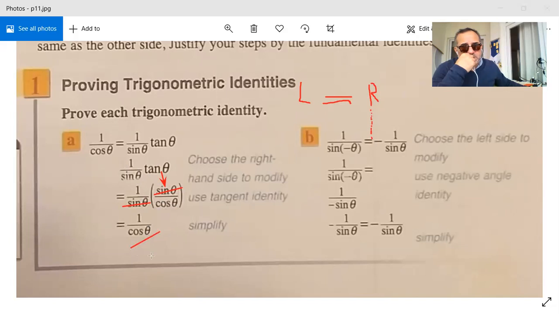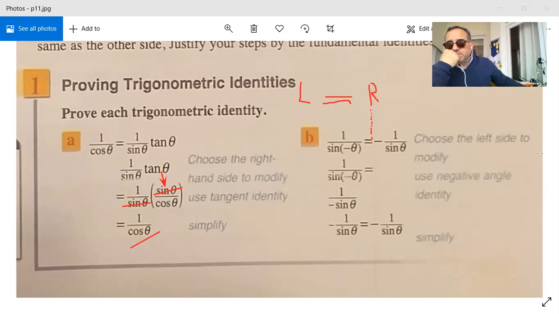And it's equal to left side. We start with right side, simplify until you get a right side. We start with right side, you get left side. If you start with left side, you get right side.